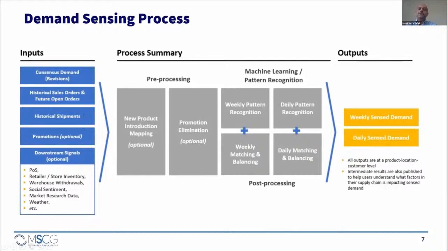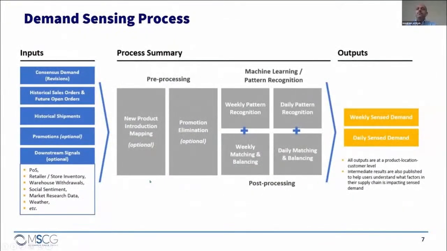You can also use promotion data here at product location customer level. And also you got downstream signals. So in this example, we'll be using point of sales, customer point of sales. We can also apply store inventory, customer store inventory, and many other inputs.